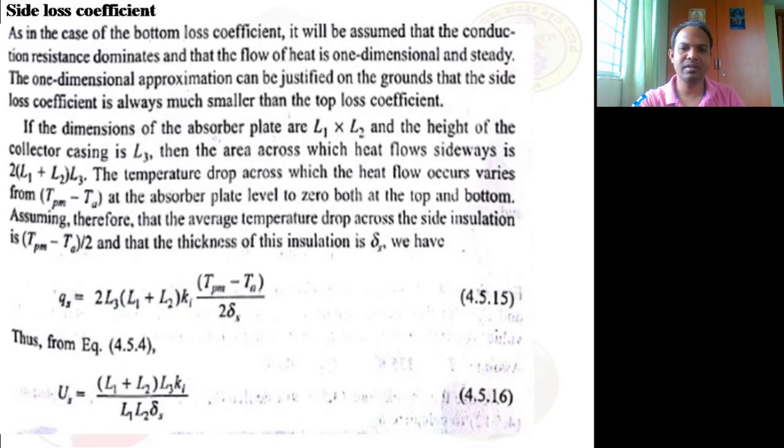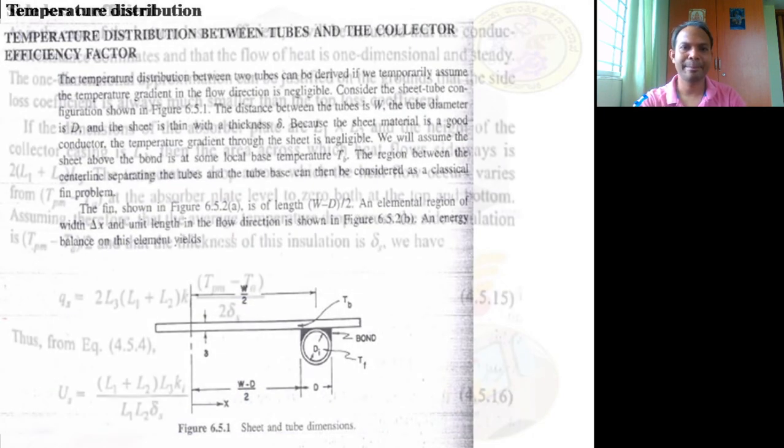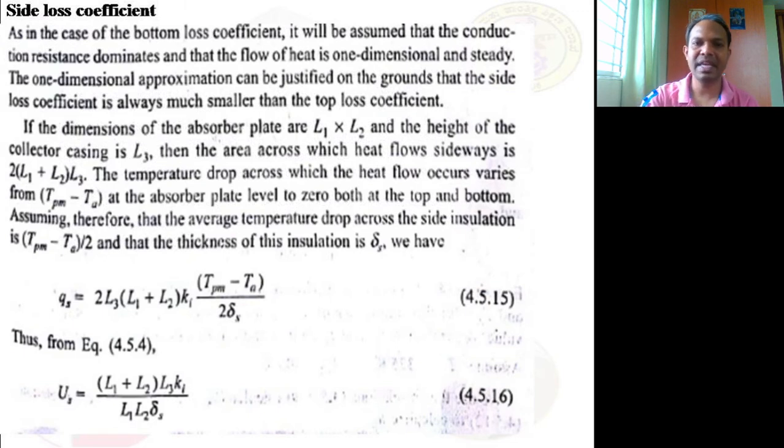Next, let us take the side loss coefficient. As in the case of the bottom loss coefficient, it will be assumed that the conduction resistance dominates, that the flow of heat is one dimensional and steady state, and that the convection and radiation losses are negligible because the insulation is being applied on the side walls. Thus, the one dimensional approximation can be justified on the grounds that the side loss coefficient is always much smaller than the top loss coefficient.